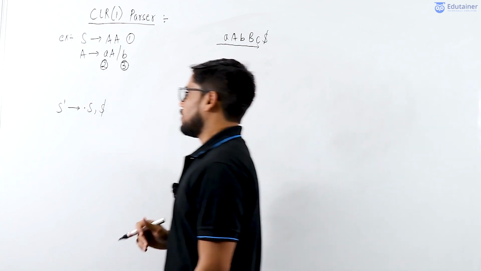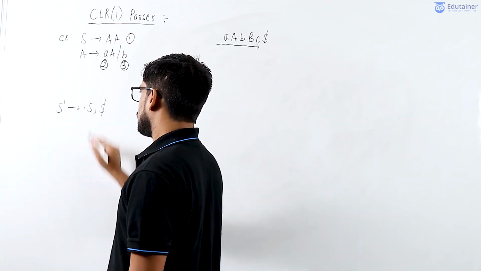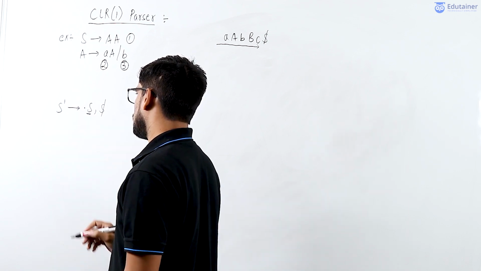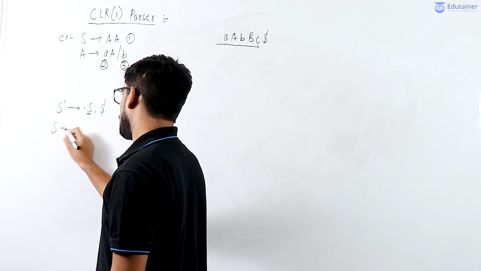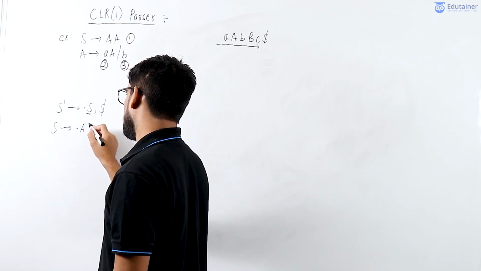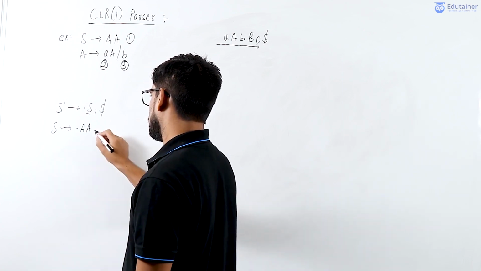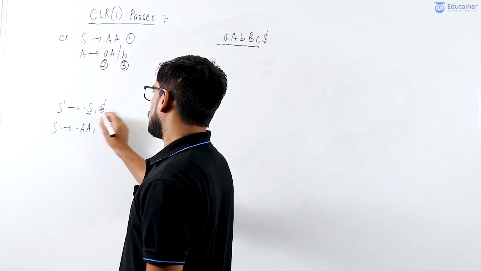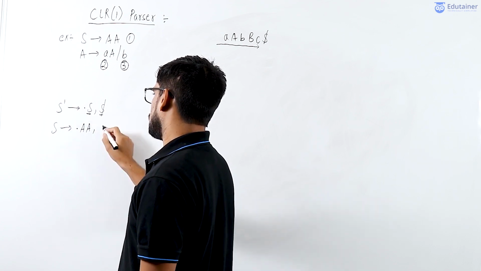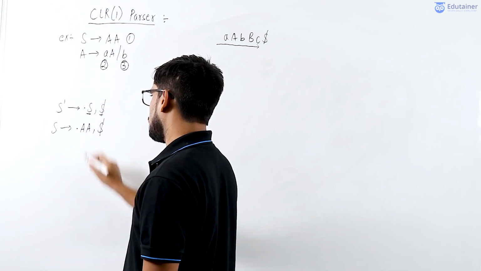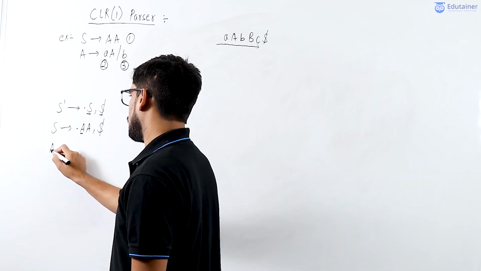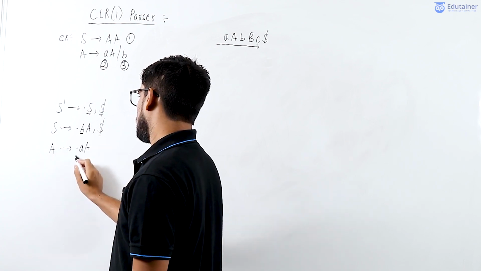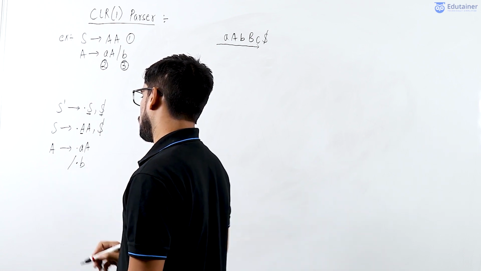Okay, now after the augmented production, the variable S is present after the dot symbol. So I have to add the S production also. S derives dot capital A, comma. What will be the look ahead symbol for this production? What is present after the S? The dollar is present after S. So I have to add $. And because of this A, I have to add the A production. A derives dot small a capital A, and the next is dot capital B.